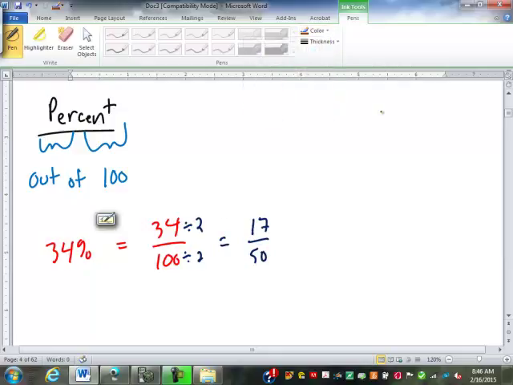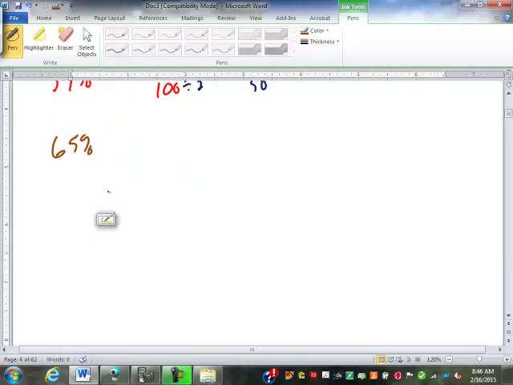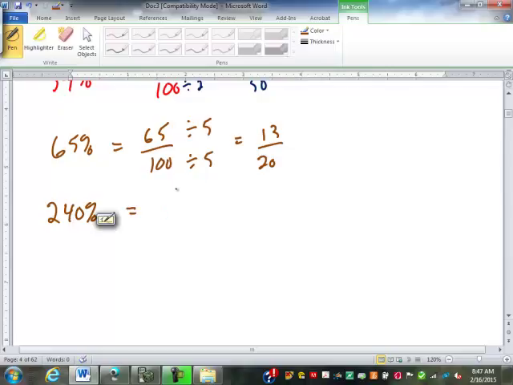So let's look at a few examples of that. Let's take 65%. What's that going to become? 65 over 100, and we reduce it by 5, giving us 13/20ths. Or we might have 240%. What's that going to become? 240 over 100. Percent is always out of 100. There's a spot where 1,000 does come into it, and I'll show you that in just a second. So 240 over 100, but you'll notice that is an improper fraction.